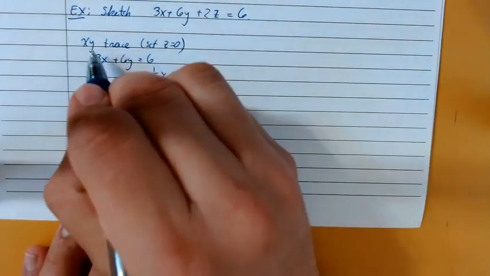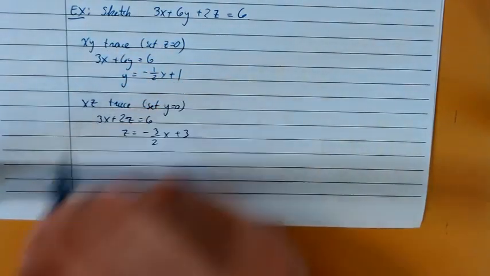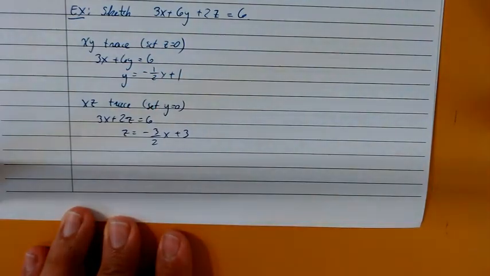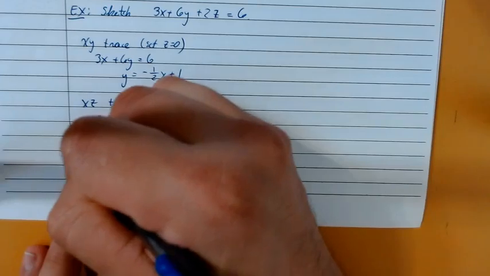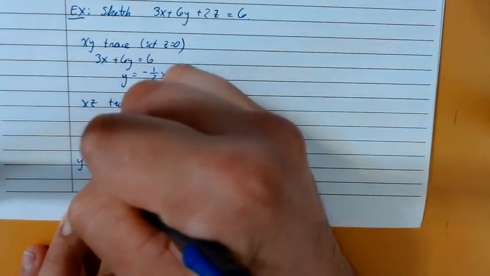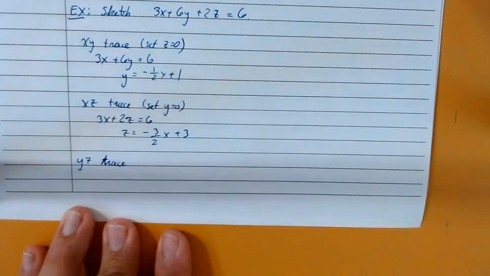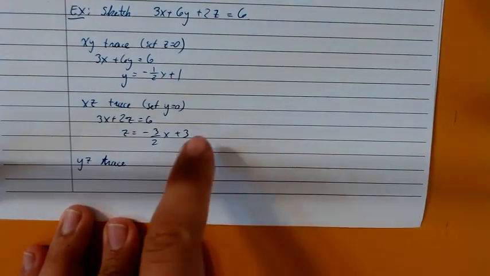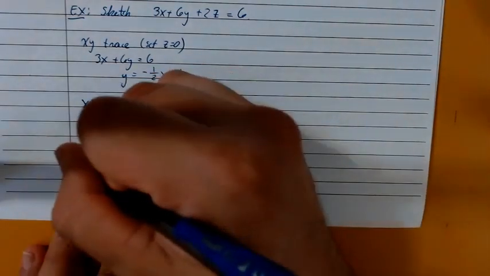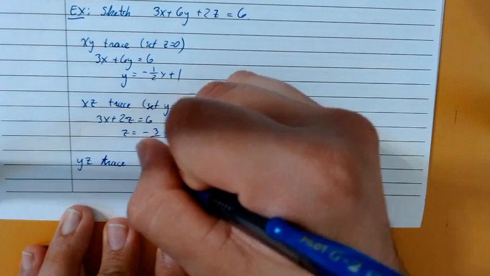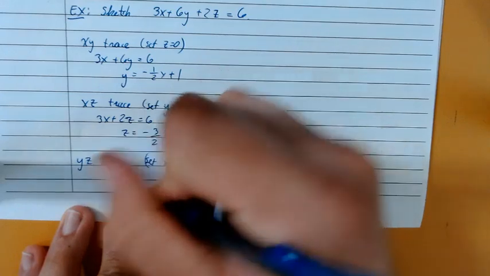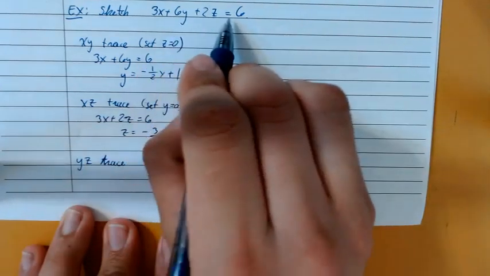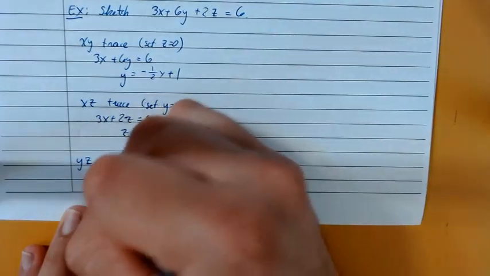And finally, the yz trace. It takes no imagination to see which one's next. We're going to take the yz trace. And again, it takes no imagination to know how you find the yz trace. You set x equal to 0. All right, so it's going to be 6y plus 2z equals 6.